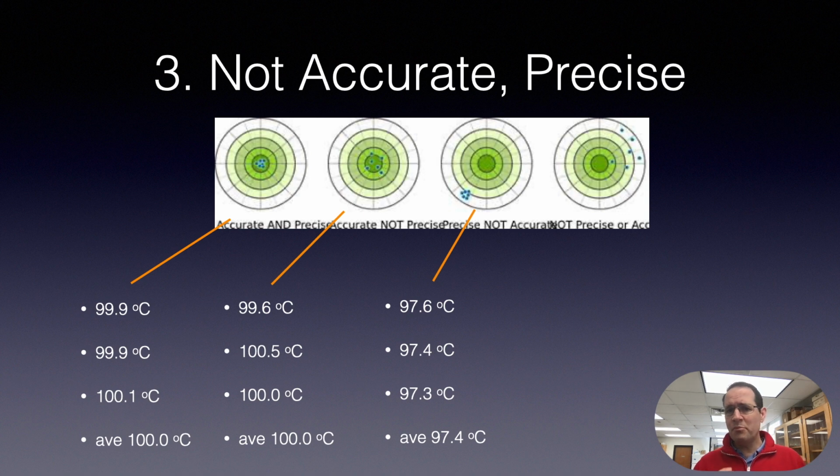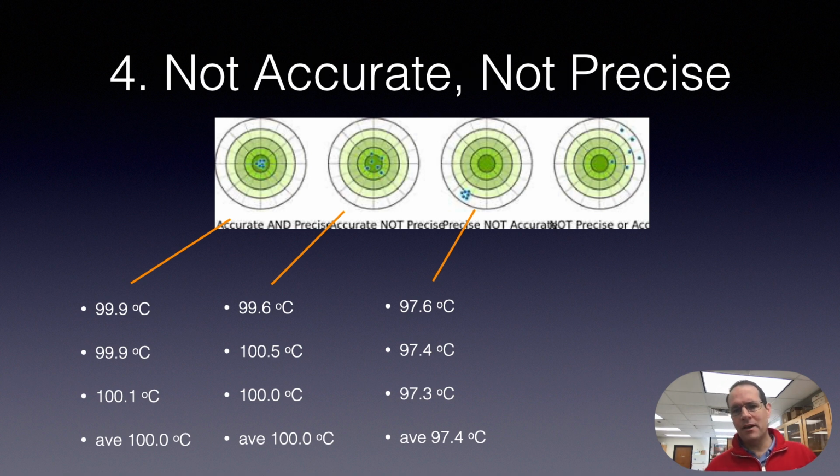So this is very precise in terms of you always getting the same value within statistical error. But it's just way off. We know the boiling point of water should be 100. This is 97.4, which is a little bit like a different substance or something, or what went wrong there, okay? So this is systematic error.